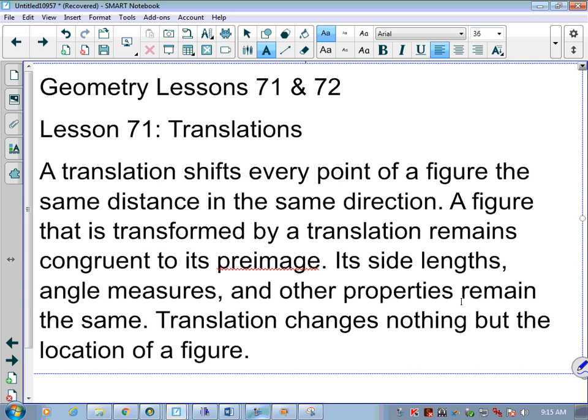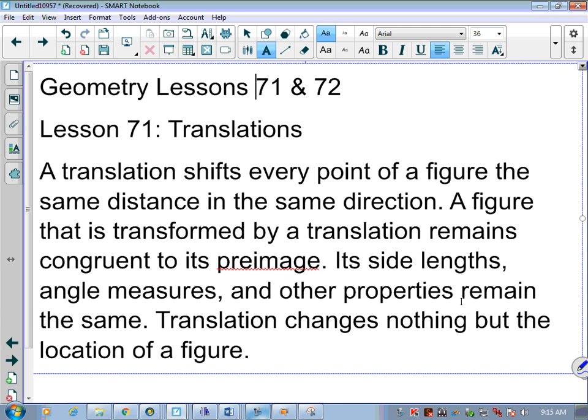At lesson 71. We're going to look at lesson 71 and 72. They're very different lessons, but they're pretty basic lessons overall. Lesson 71 is translations. If you remember a little ways back, we had our introduction to transformations lesson in which we talked about translations, reflections, and rotations, which are all isometric. Today we're going to be talking specifically about translations.